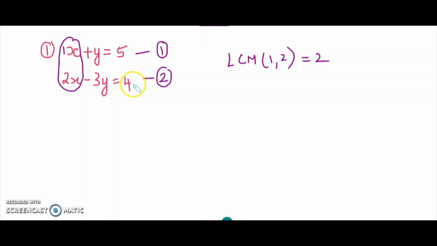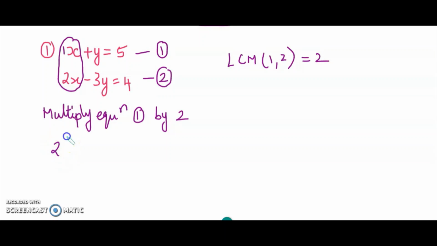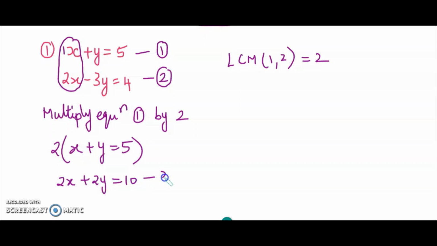So the second equation already has 2x. We just have to work on the first equation. So we are going to multiply equation 1 by what? Yes, 2. So 2 is going to be multiplied to equation 1, to all three terms. So it becomes 2x plus 2y equals 10. That is my equation 3. We'll keep numbering the equations as and when we get new equations.